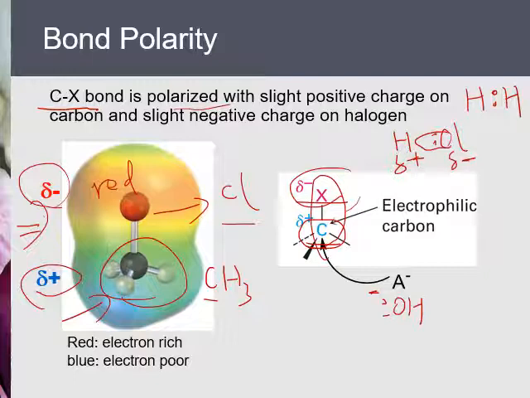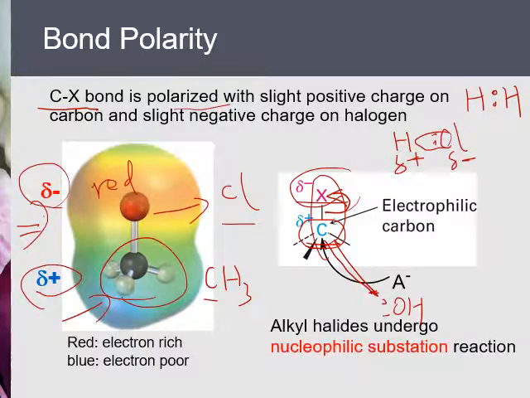And when it attacks carbon, it forms a new bond, okay, a carbon-oxygen bond. At the same time, the bond between carbon and halogen will break. So in effect, it forms a new bond to replace an old bond. And so that's called a nucleophilic substitution reaction.